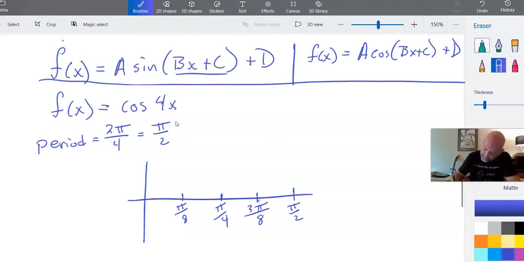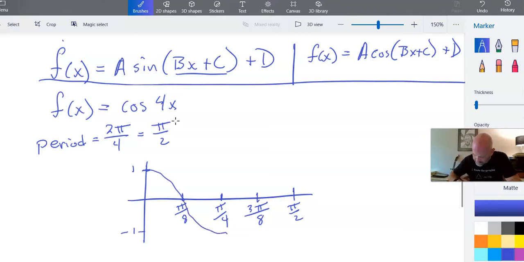There we go. All right. Now, since that's the only thing that's changed, I know I can just go with the standard cosine curve now from -1 to 1. And that means it starts up here. We'll count down to here and then down to here, back up and to here. And it does continue, so we have to put the arrows on there, right? So that is one full period of cosine 4x.